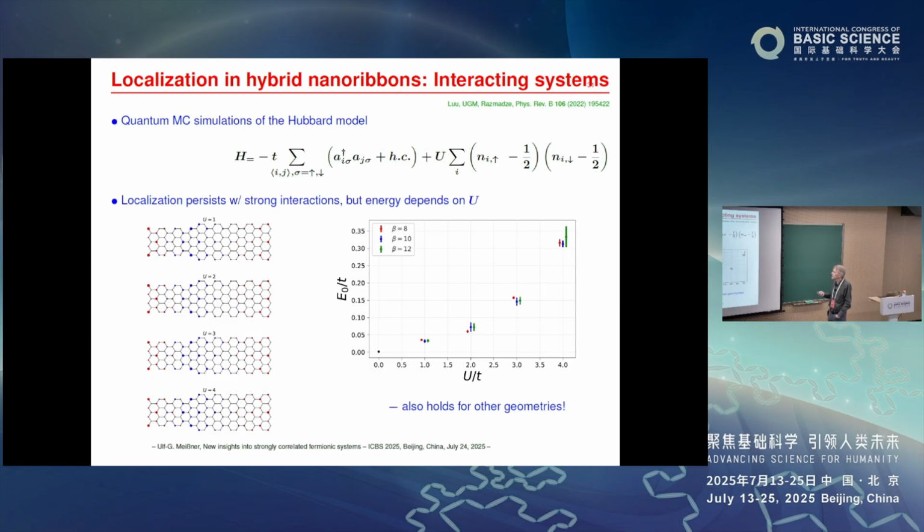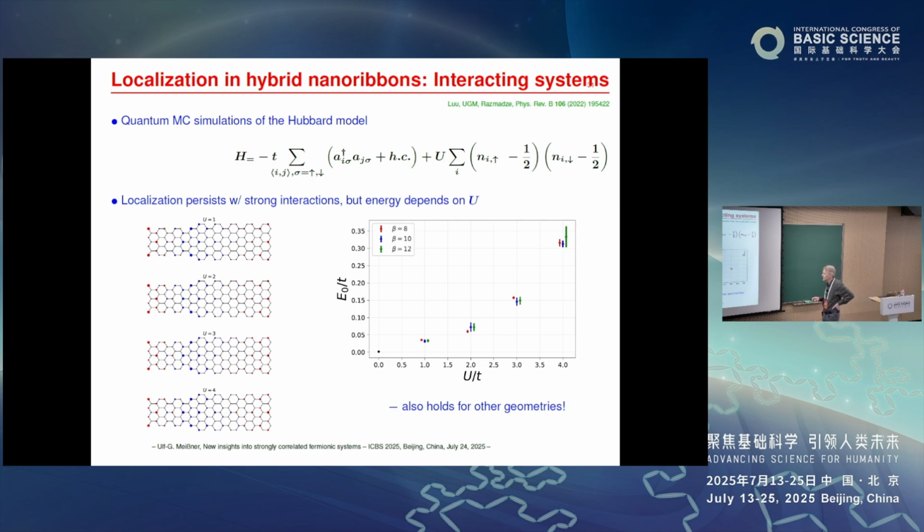Now let me discuss the question, what happens if you switch on interaction? As I said, all this topological classification is built for the non-interacting system, so you can ask the question, what happens when I switch on interactions? So for that, we use quantum Monte Carlo simulations of this Hubbard model with an interaction. So this is our non-interacting theory, where you have some hopping parameter t, and then you have some on-site interaction with some strength U.